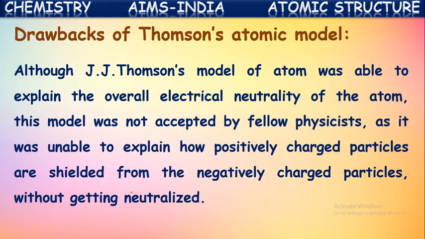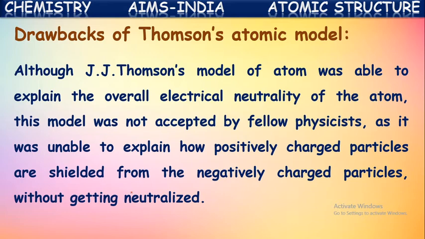Although J. J. Thomson's model of the atom was able to explain the overall electrical neutrality of the atom, he said that an atom consists of an overall positively charged mass in which electrons are embedded. He considered that the quantity of the total positive charge and the total negative charge of the electrons are equal.